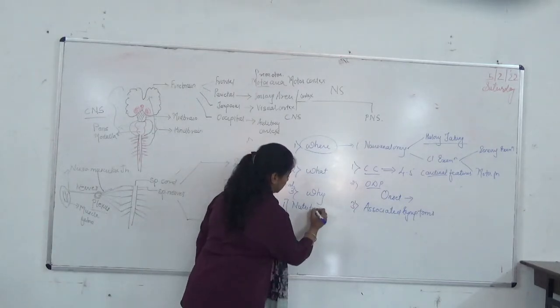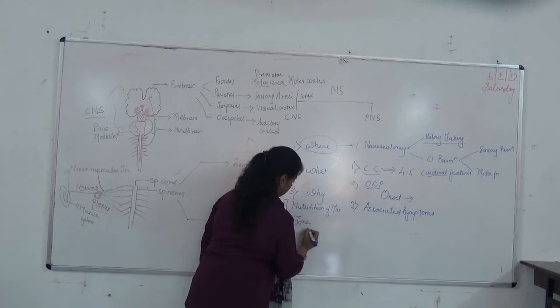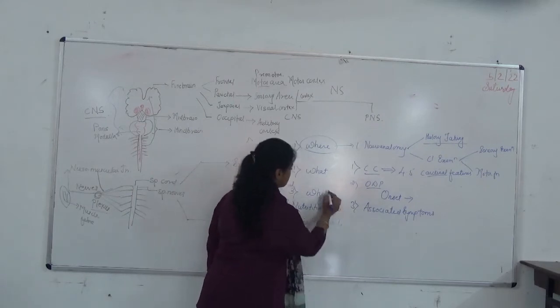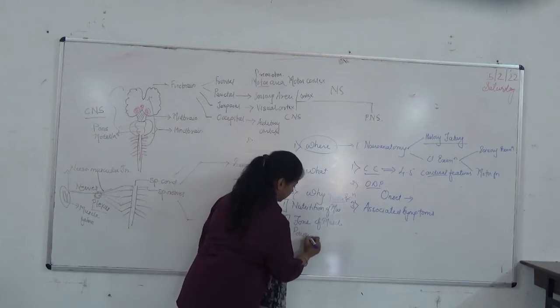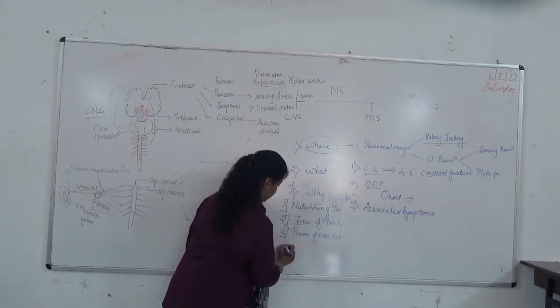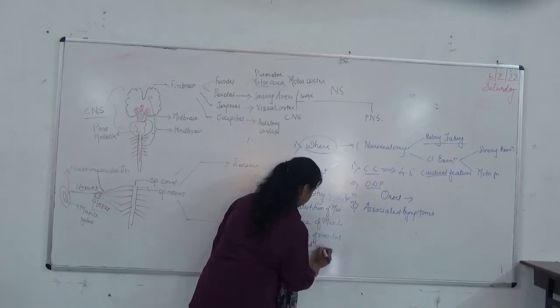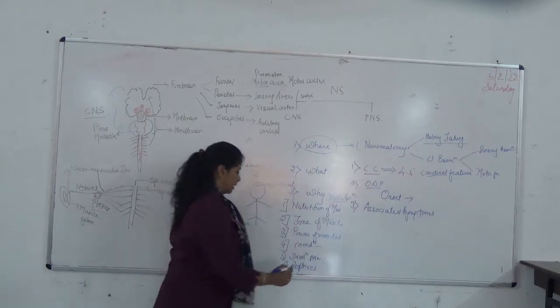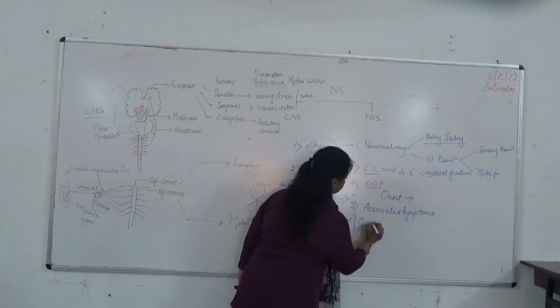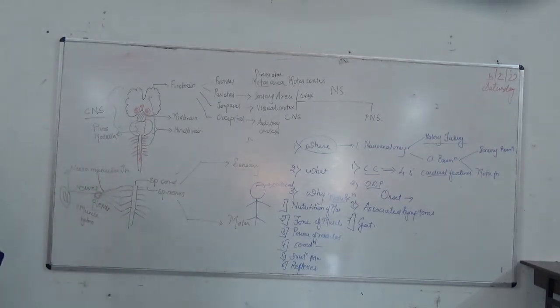In this we will check the nutrition of the muscles. Then we have the tone of the muscle. This is the motor examination. Then we study the power of the muscle. Then what else? Coordination. Then involuntary movements. Then reflexes. And then you have gait. So nutrition of the muscles, tone of the muscles, power of the muscles, coordination of movements, involuntary movements.